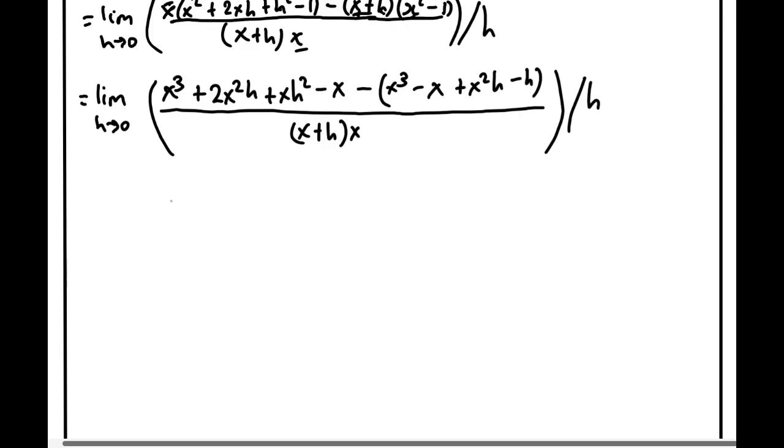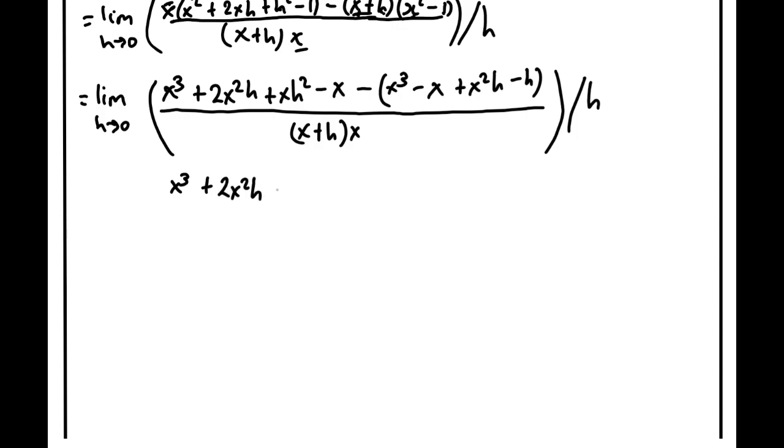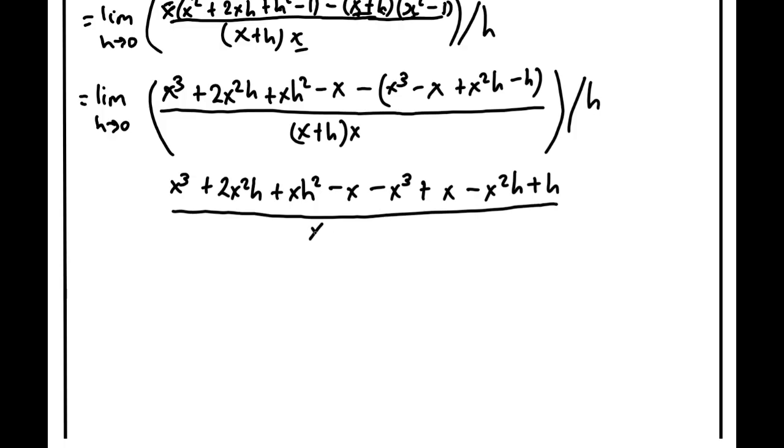Now let's open brackets. x cubed plus 2x squared h plus x h squared minus x. Here we get negative x cubed, negative and negative x, that's plus x, negative and x squared h, that's minus x squared h, negative and negative h, that's plus h. This entire thing divided by x plus h and x, and the whole thing all together divided by h. Limit h approaches 0.